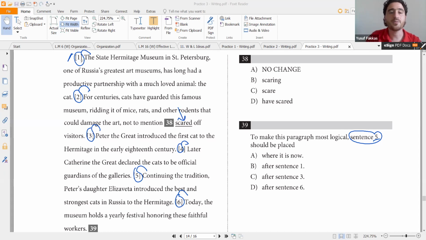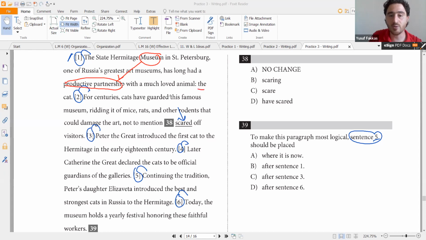Okay? So the State Hermitage Museum. So we're talking about a museum in St. Petersburg, one of Russia's greatest art museums, has long had a productive partnership. So again, look, I'm highlighting the keywords. I'm talking about a museum in Russia. It has a productive partnership with what?